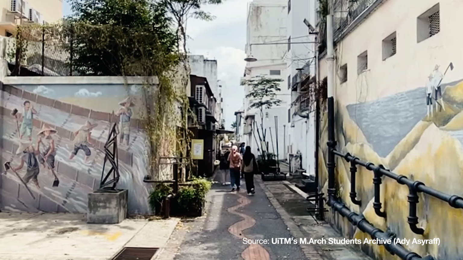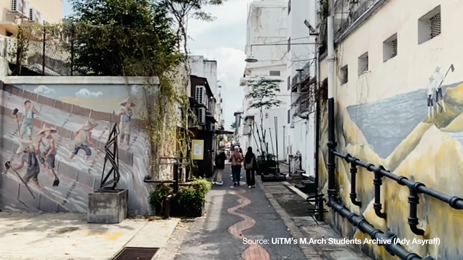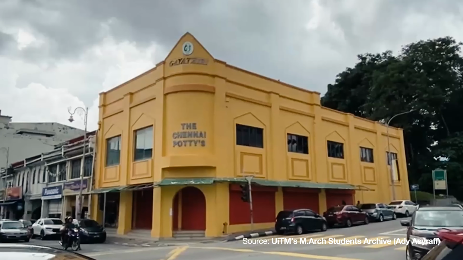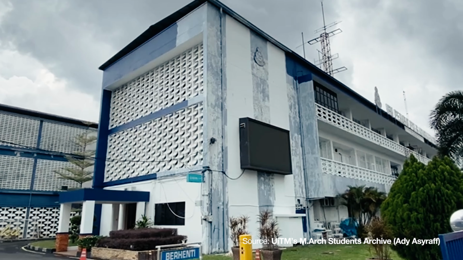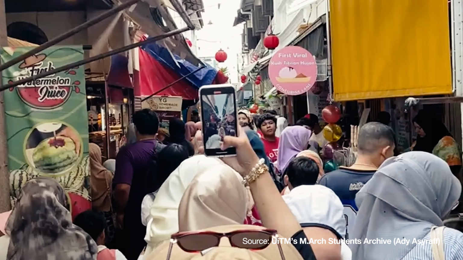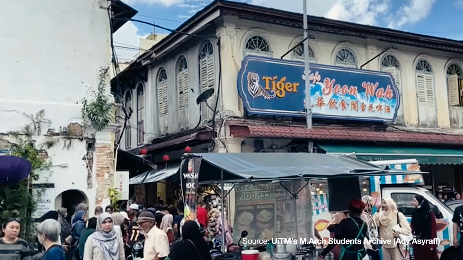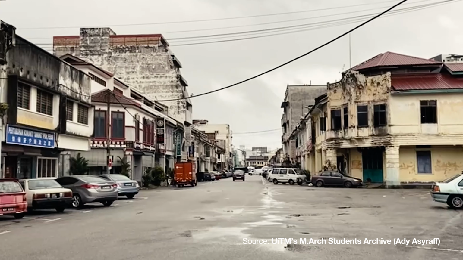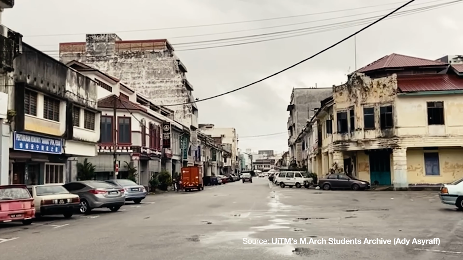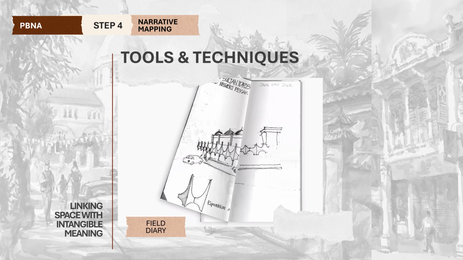After collecting stories and observations, students now begin to connect them to space. The purpose of this step is to translate those stories into spatial narratives to show how memory, identity, and culture are embedded in the physical fabric of the town. We use two main tools here.